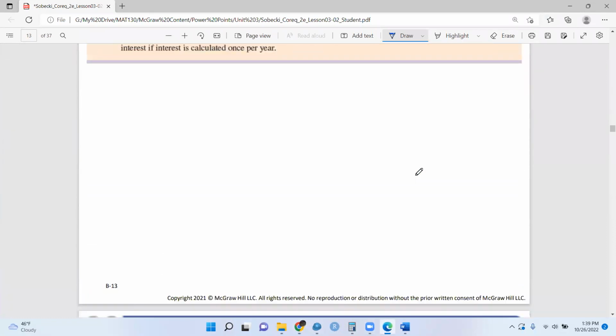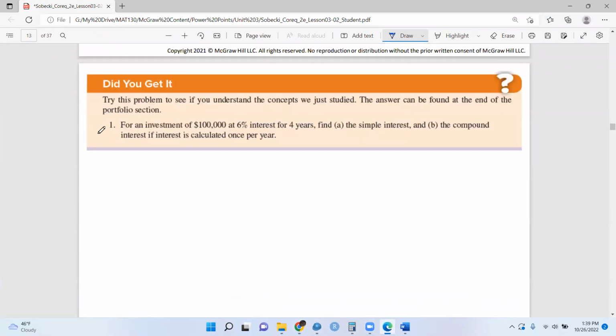I would like for you all to try this problem. I'm going to do 5 minutes. I want to see if you can calculate the simple interest and the compound interest on this thing. How much interest did you earn for both? And this is a trick question, all right? So be careful. I'm going to give you 5 minutes to try that. Set a timer for 5 minutes.